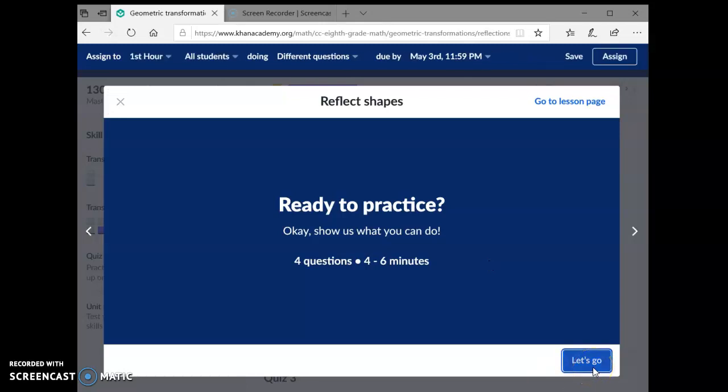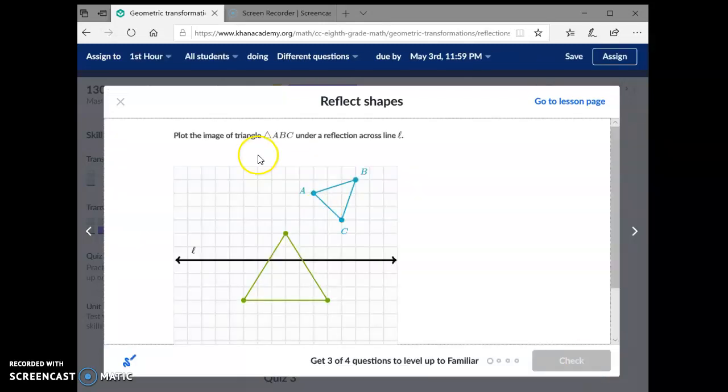Okay, so let's see here. It says plot the image of triangle ABC under the reflection across line L. Okay, so here's what you're going to do. We are going to reflect it across the line L. So if this was a piece of paper and we were to fold it on this line right here on L, then what would it look like if this was on the other side? So that's what we're going to do.